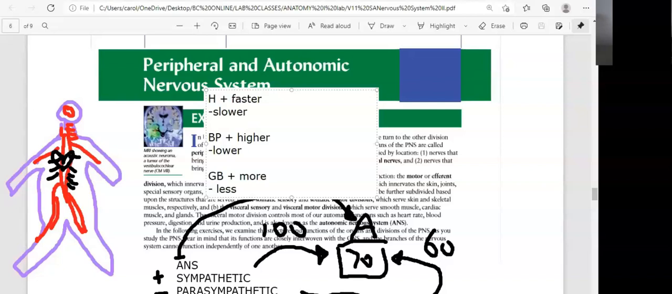As you can see, the reason why I'm saying that sympathetic is plus is because it depends on what organ you're going to be talking about. So for the heart, plus means faster, or it may mean higher, or more, depending on the organ. But it can be slower, lower, less, depending on what you're doing. So what is it that the sympathetic does? Faster, higher, more. What is it that the parasympathetic is going to do? It's slower, lower, less.